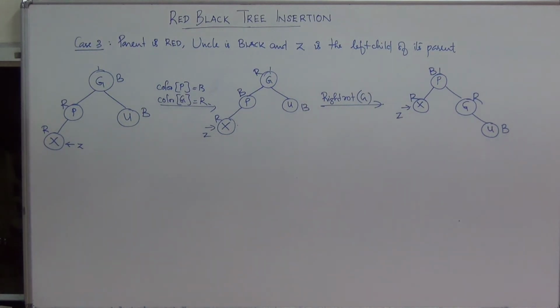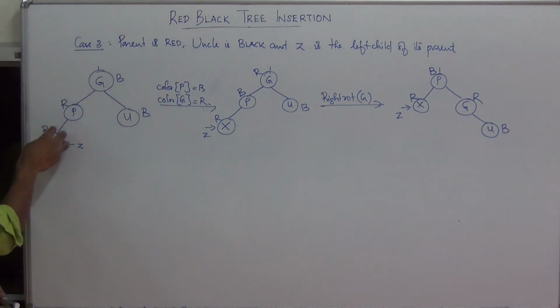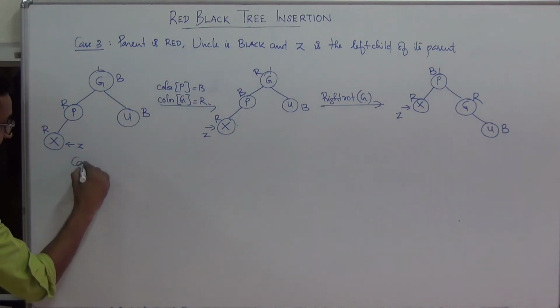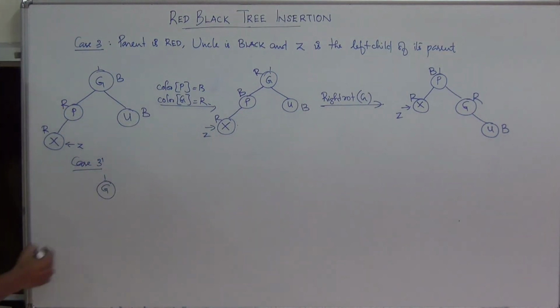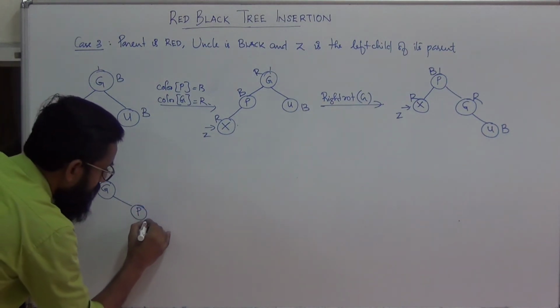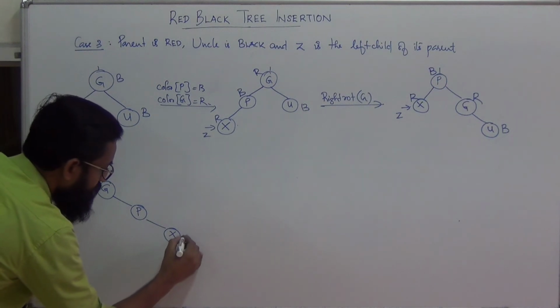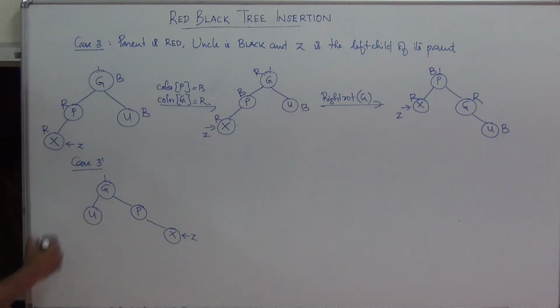Now you can have its symmetric case. Symmetric case in the sense, this case is defined based on the orientation of parent and the new node. So parent is actually left child of its grandparent and new node is actually left child of its parent. So what about its symmetric case? You can call that case as case 3 dash. So you are having grandparent. Parent is the right child of its grandparent and new node is the right child of its parent. So this is the symmetric case.